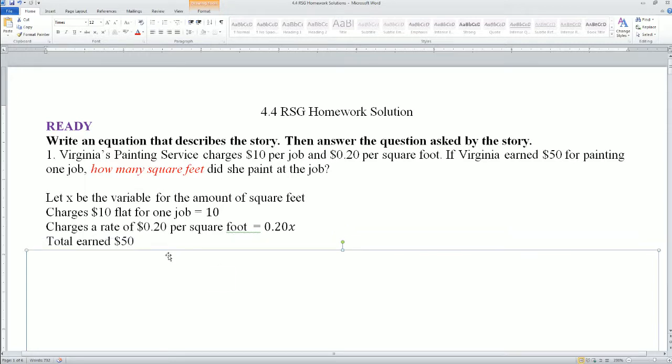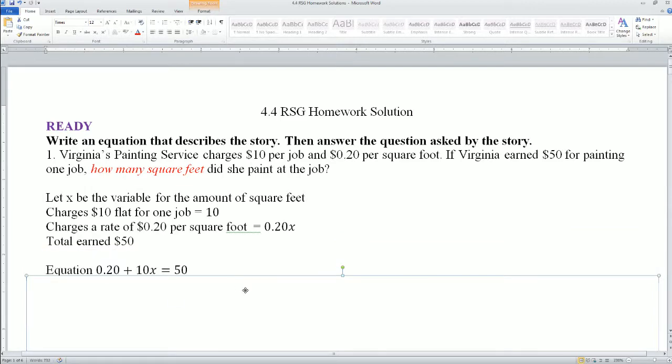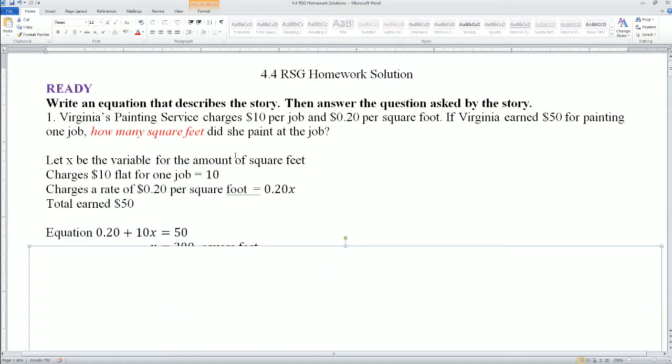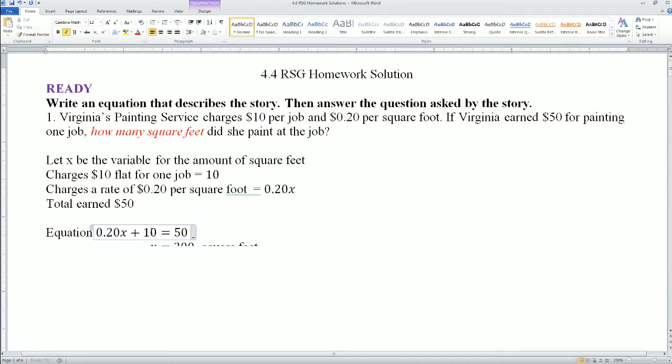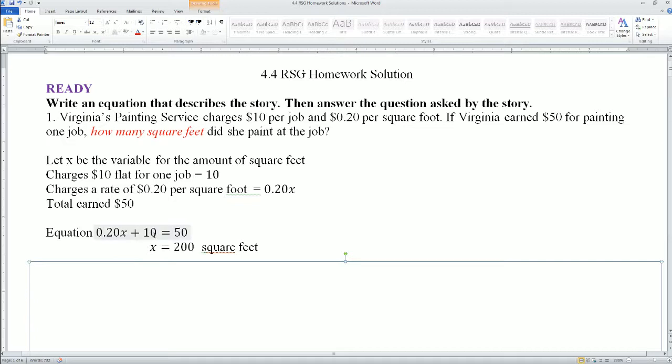Then the total earned is $50. So here's the equation. 0.20x, that is my rate, plus 10. Wait, that is wrong. That should be x here, and that should be here, because this is that flat amount of 10, and that's my rate. Plus together gets you 50, right?